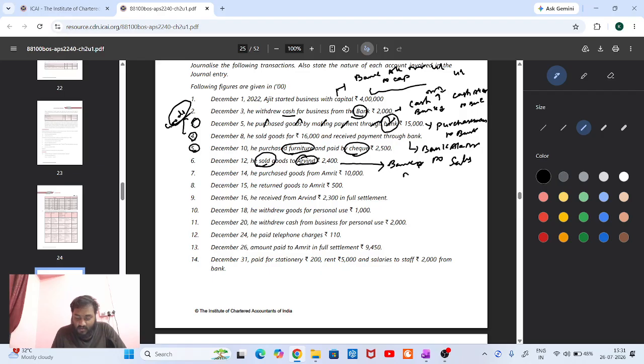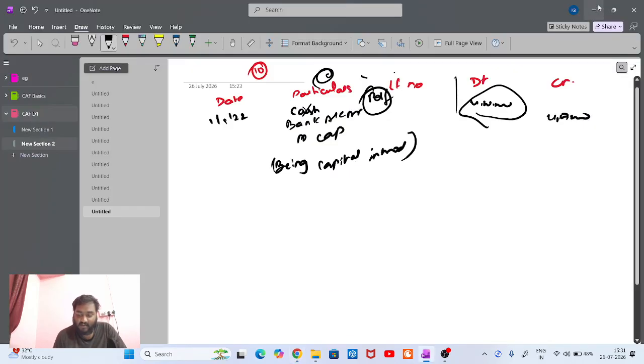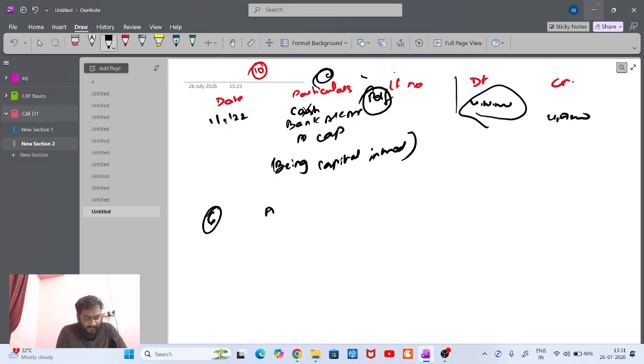Bank account debit to sales, right? Since it is Aravind, it does not come under bank account. It comes under Aravind. Who is Aravind? Aravind is a debtor. Who is a debtor? Debtor is an asset. So Arvind account debit to sales. How much is the amount? 2,400.